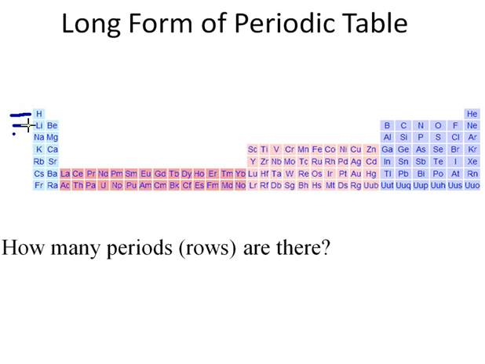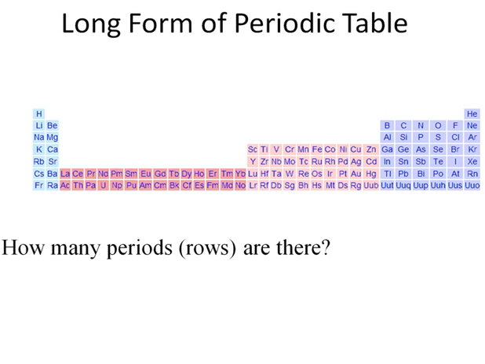Let's call it period number 1. Here's period number 2 that goes across starting with lithium. Period 3 starting with sodium. Period 4 starting with potassium. Period 5 starting with rubidium. Period 6 starting with cesium. And period 7 starting with francium. So there's 7 rows that correspond to these 7 periods of the periodic table.